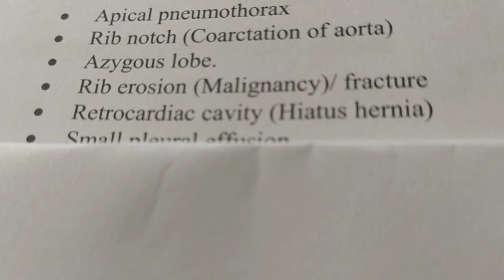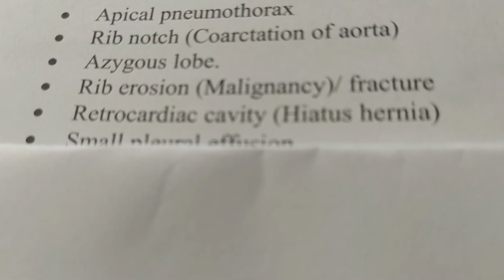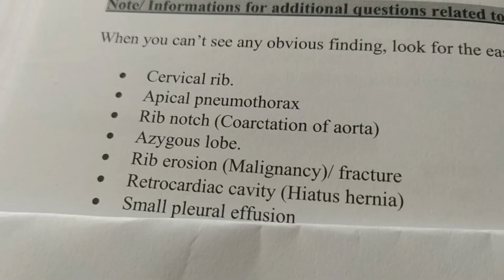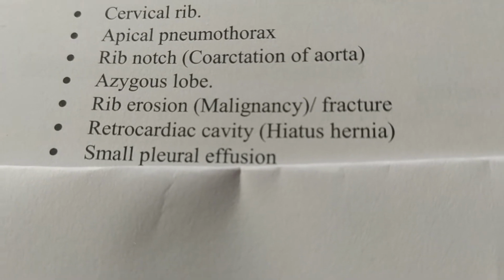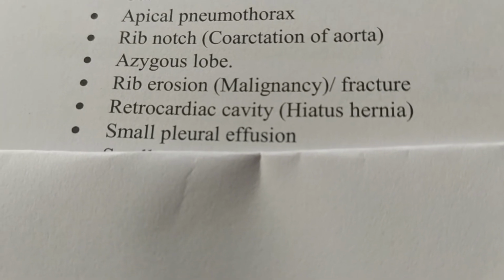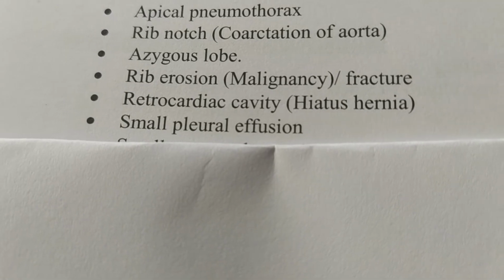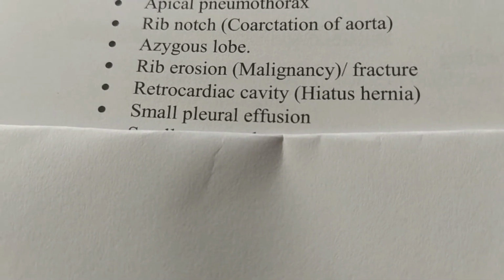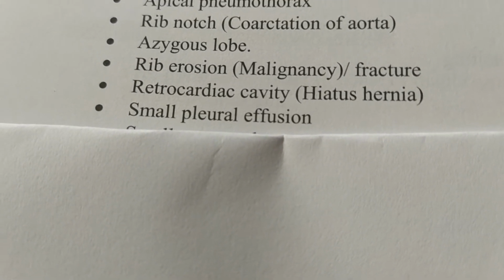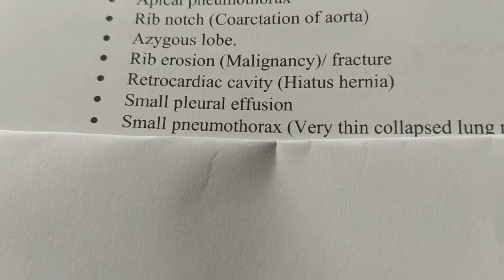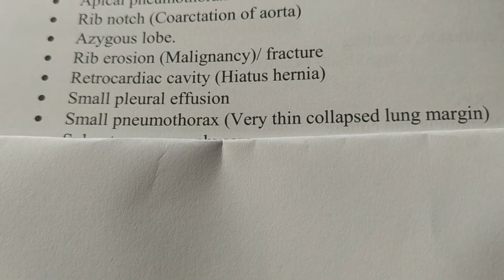Retrocardiac cavity, in case of hiatus hernia. Retrocardiac cavity. Very small pleural effusion, that is called loculated or encysted pleural effusion. A small pneumothorax with a very thin collapsed lung margin.